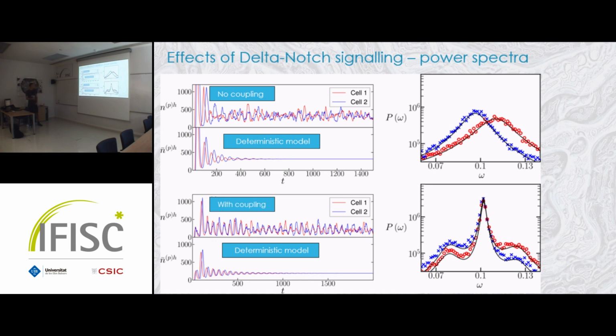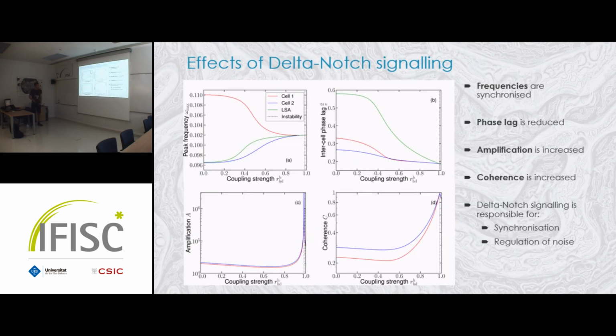We can do better than just looking at these two diagrams, because we have our theory, we can look at how the various properties of the system vary with the coupling strength of the delta-notch signaling. If we switch off the coupling to start with, we have two different peak frequencies of the cells. As we increase the coupling strength, the frequencies align rather nicely, and they synchronize. I should say, ignore the green lines for the purposes of this. The blue and the red lines represent the two cells. Similarly, the intercell phase lag between the two cells can be seen to reduce as we increase the coupling strength, so the cells are synchronizing.